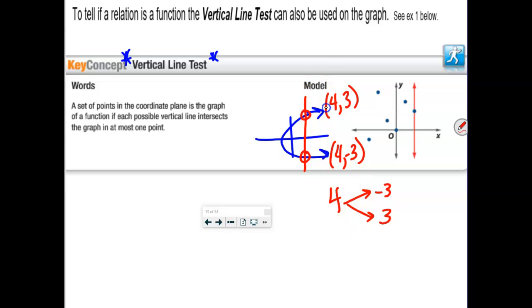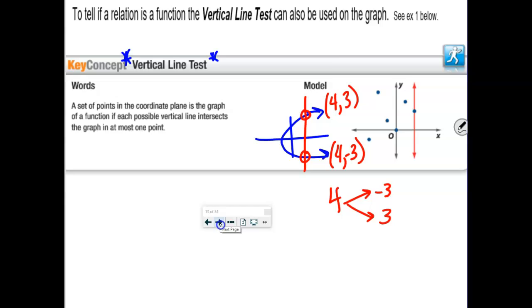Can we all agree the visual representation is easier to look at? So if you can come up with a graph for your thing, use the vertical line test. It's awesome. Sometimes kids tell me, because I'm going to ask you in the future to prove to me whether something's a function or not, or explain it, and I get kids who say things like, oh, it passes the vertical line test. But they don't graph it. You have to graph it in order to tell me if it passes the vertical line test, okay?